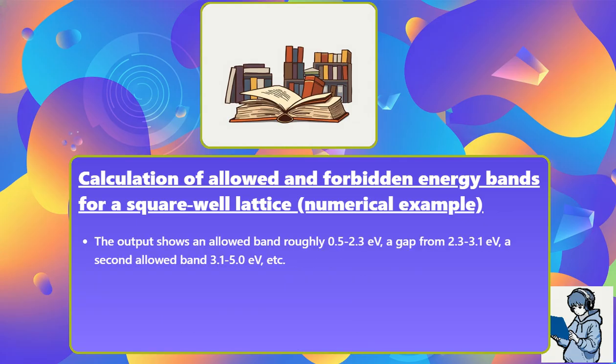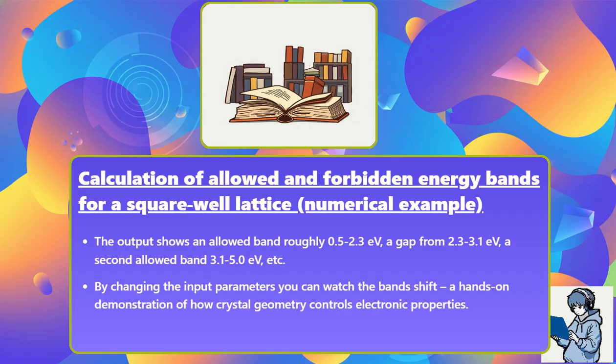The output shows an allowed band roughly from 0.5 to 2.3 electron volts, a gap from 2.3 to 3.1 electron volts, a second allowed band from 3.1 to 5.0 electron volts, and so on. By changing the input parameters, you can watch the bands shift. A hands-on demonstration of how crystal geometry controls electronic properties.